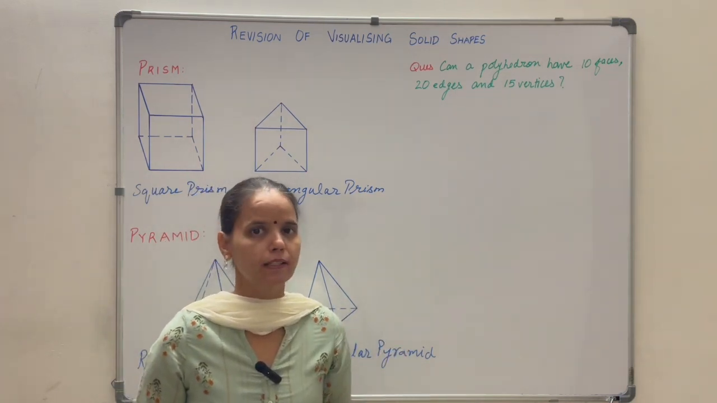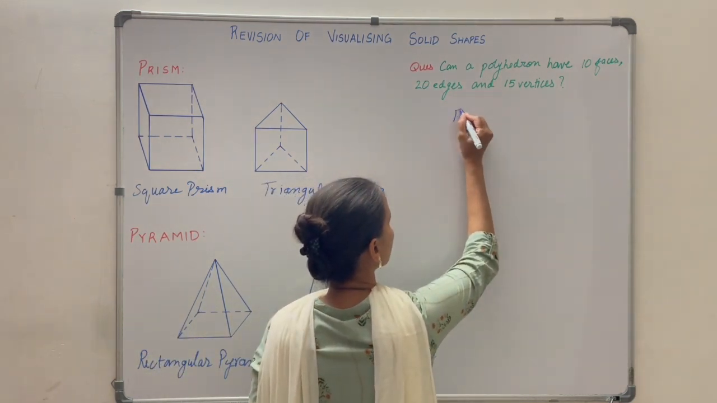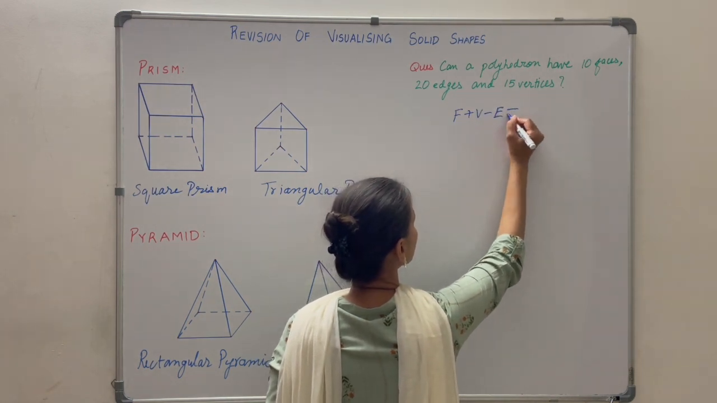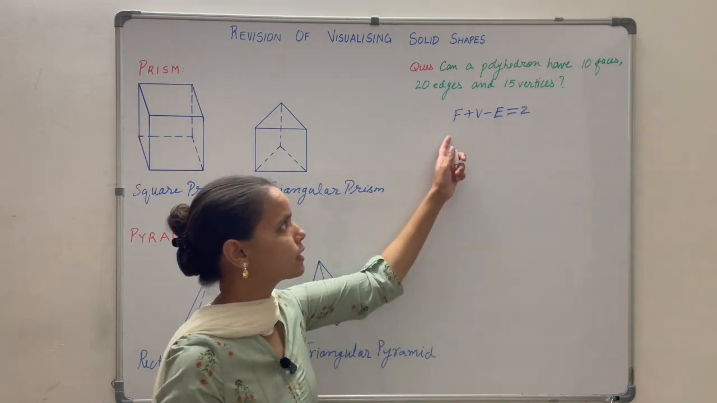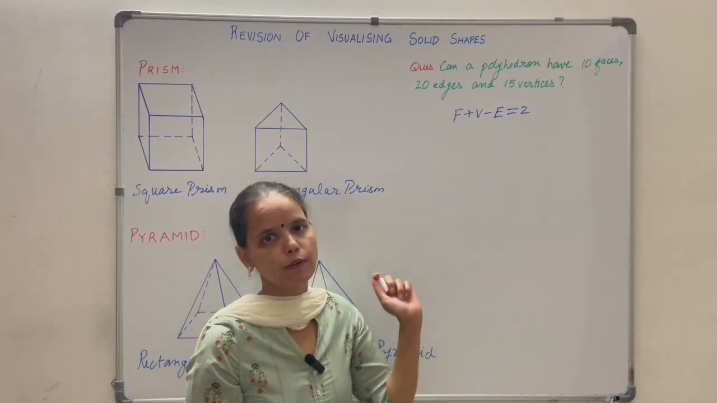Can a polyhedron have 10 faces, 20 edges and 15 vertices? For any polyhedron, Euler's formula holds true. Let us write it down. F plus V minus E equals 2. F is the number of faces, V is the number of vertices, E is the number of edges.